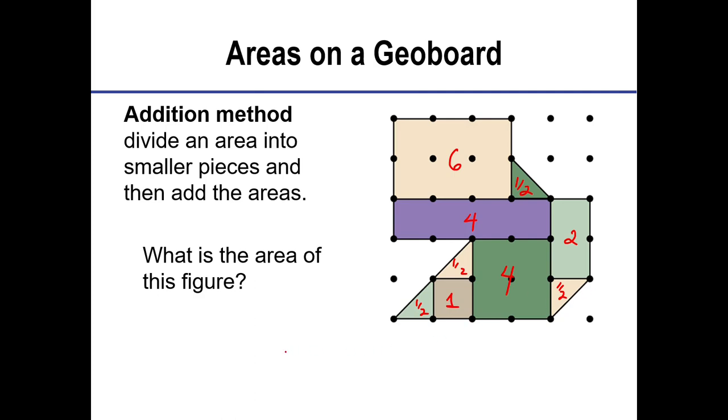If I add up all the areas, we have 6 plus 4 plus 4 plus 2 plus 1 plus there are 1, 2, 3, 4 halves. So we're going to add up this expression and we get 19 square units. So the area of this figure is 19 square units.